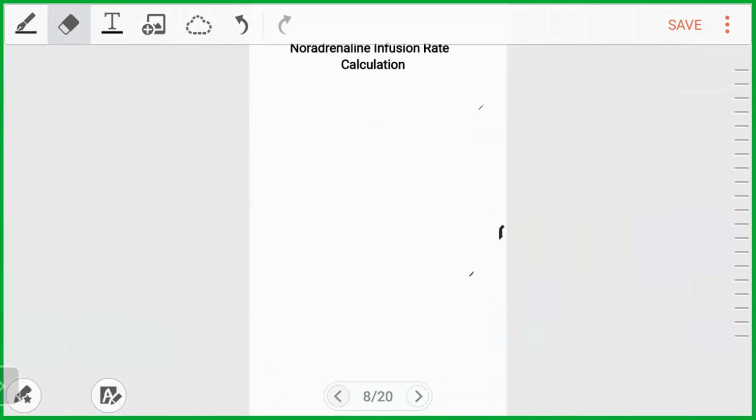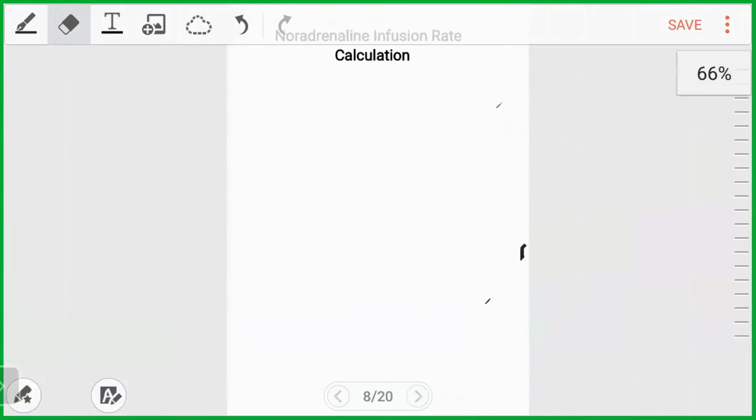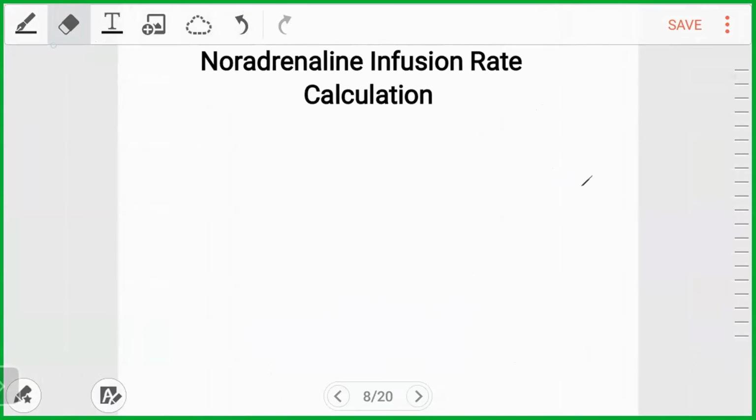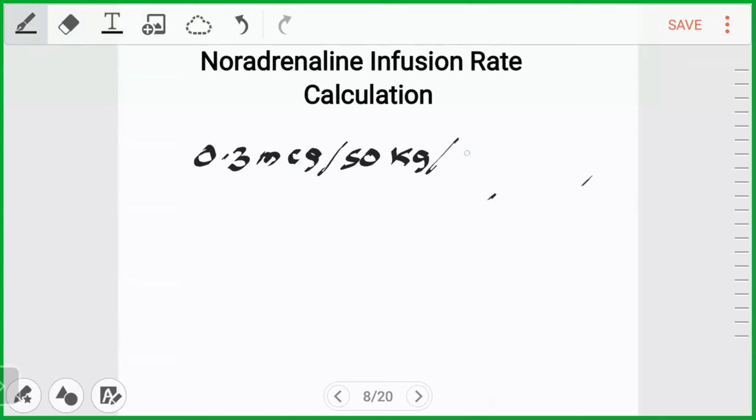Let's calculate one more so that this is user friendly for you, right? So I may give a prescription. The medical order would be 0.3 microgram for a 50 kilogram person per minute.